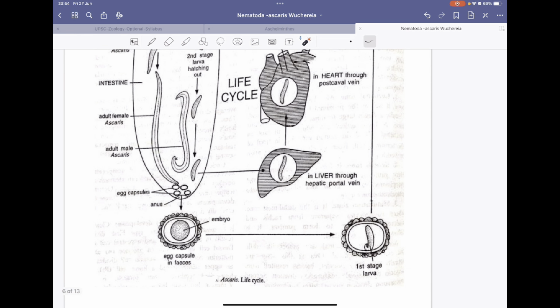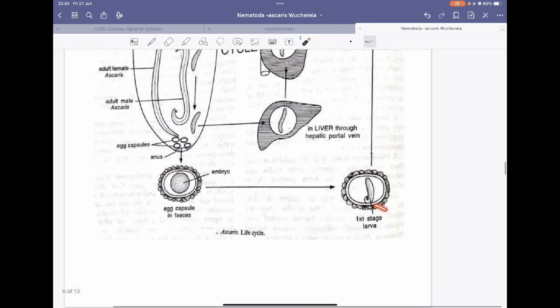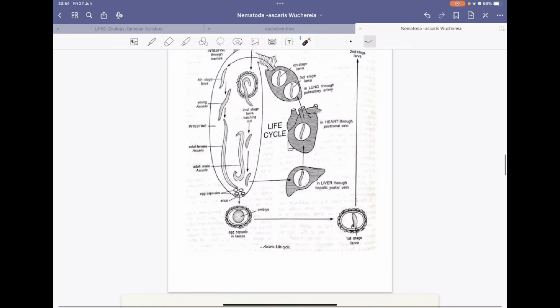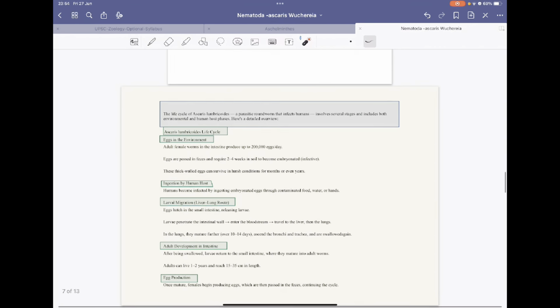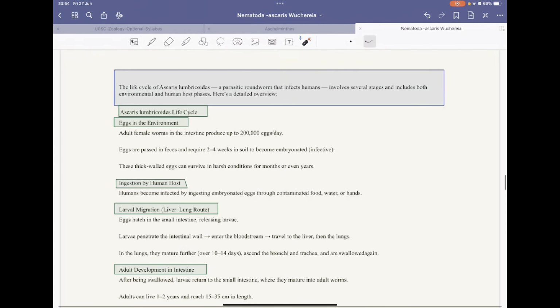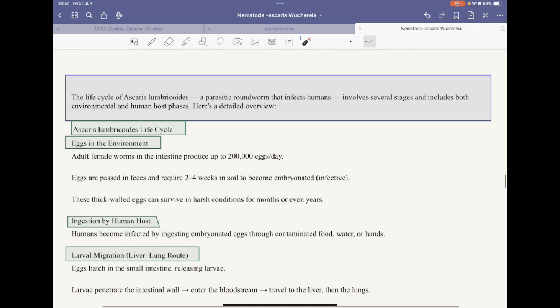Once they mature in the intestine, they will produce the eggs. After copulation and the production of the eggs, these eggs will come out through the feces, and they will remain in the environment and develop the first stage of larva, and slowly the second, and the cycle will repeat. So Ascaris lumbricoides is a parasitic roundworm and it infects humans. It involves several stages and includes both environmental and human host phases.